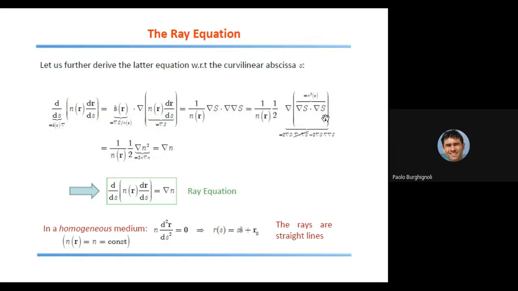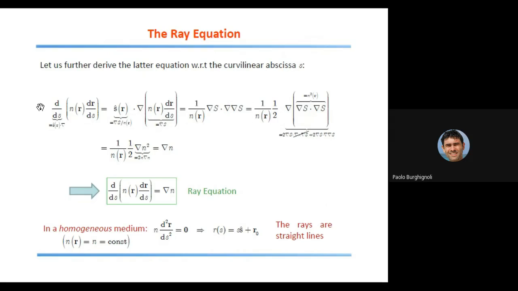gradient of the dot product of the gradient of the eikonal, which, however, by the eikonal equation again, is equal to n squared. So you can collapse this into this right-hand side here, where now the gradient of n squared is, of course, equal to twice n times the gradient of n. So the factor 2 in the denominator gets cancelled, and you have also the factor n, which cancels the denominator here, and finally, you simply have the gradient of the refractive index.